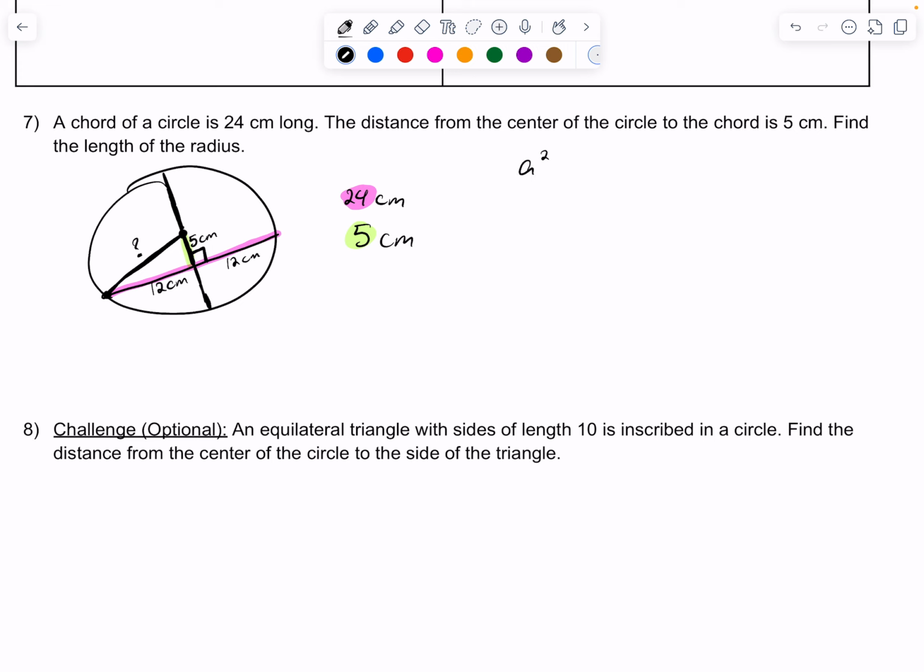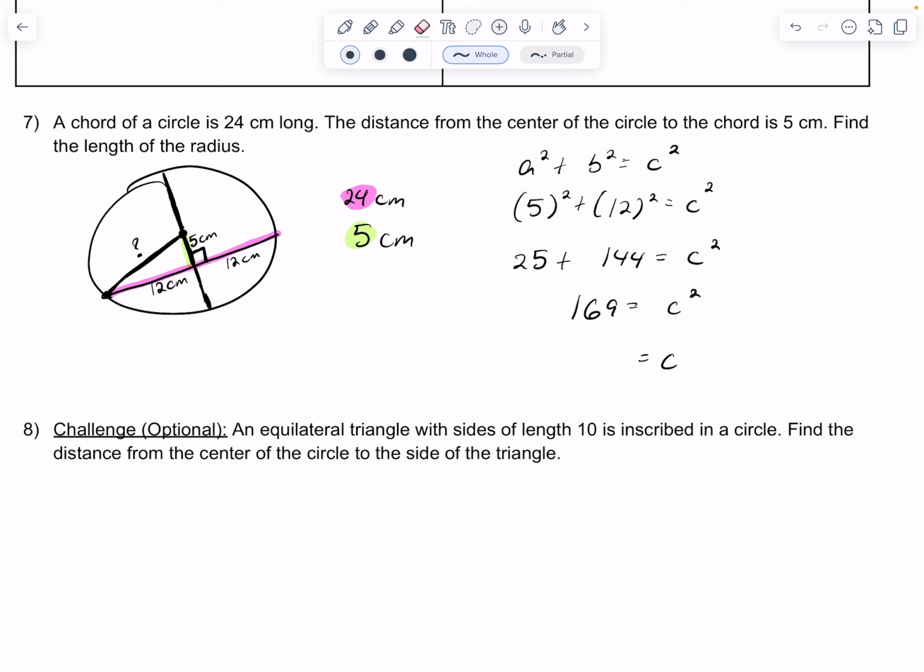So I'm going to write a squared plus b squared equals c squared. I'm solving for the hypotenuse this time. So 5 squared plus 12 squared equals c squared. Now, I was hoping you guys would know this one. We talked about this a while ago, but if you don't recognize it, that's okay. So when you sum those squares, you get 169, and the square root of that is going to be 13 units. And we do have a unit here, so the radius is 13 centimeters.